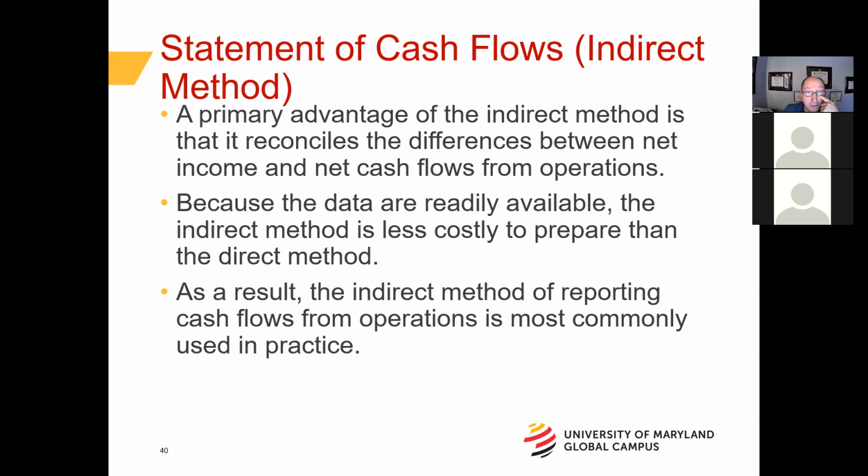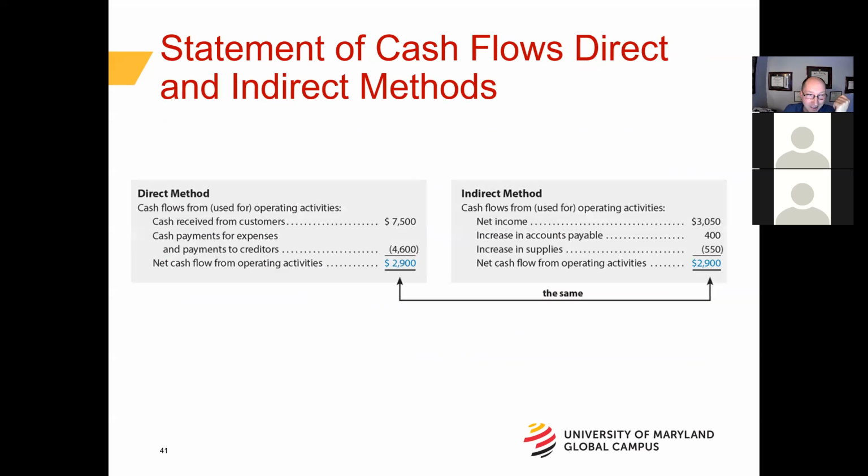Advantage of the indirect method is that it reconciles from the net income. But aside from that, in my opinion, that's really the only benefit. I prefer the direct method much more. But you can see from this comparison and this example, we have direct method and indirect method side by side. While the cash received from customers minus your expenses equals your net cash flow for the direct method, we can see on the indirect method, we have our net income, which comes from our income statement, plus the increase in accounts payable, balance sheet, minus the increase in inventory, balance sheet, equals the net cash flow from operating activities. You realize it's the same amount for the direct method and the indirect method.